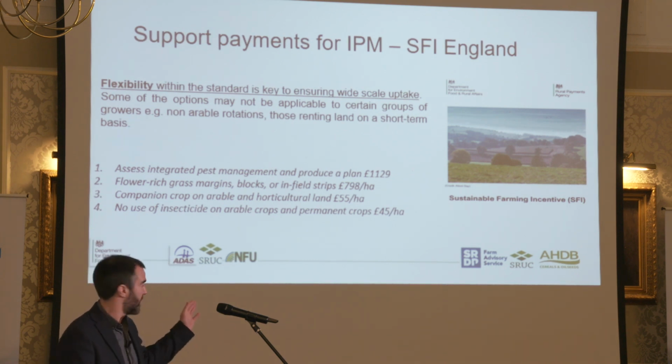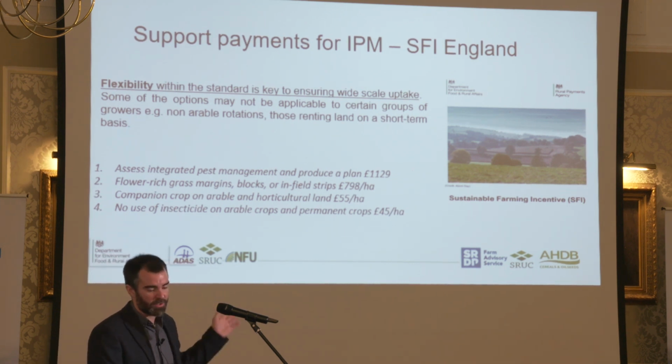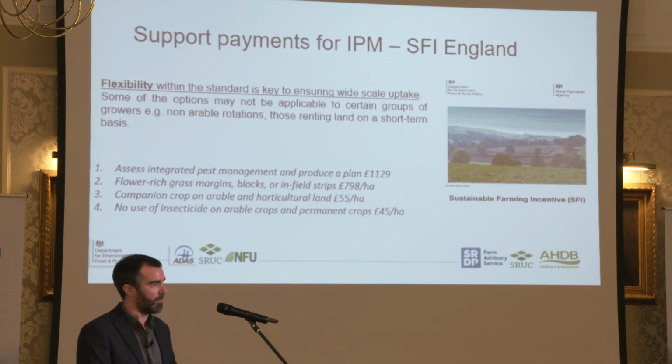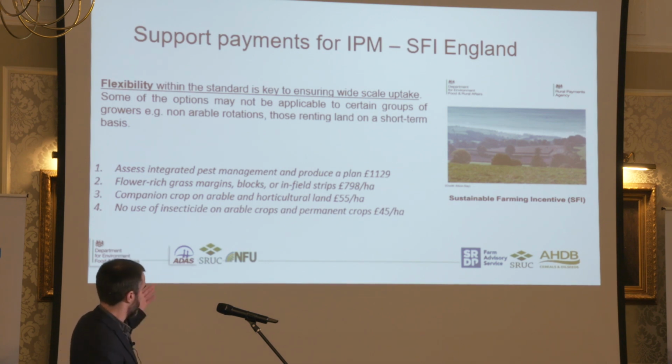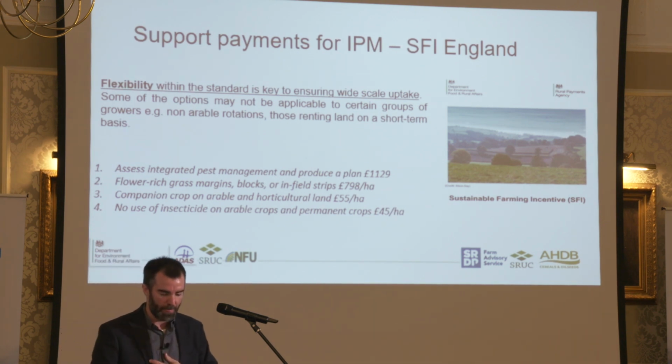And those are some of the payment rates. So you can get over £1,000 now for completing an IPM plan with your BASIS qualified agronomist and reviewing it on an annual basis. And there are some of the other payments that have come into place as well. This is constantly being developed, and we're working still with these projects with AHDB to try to further develop and get new things on that list.